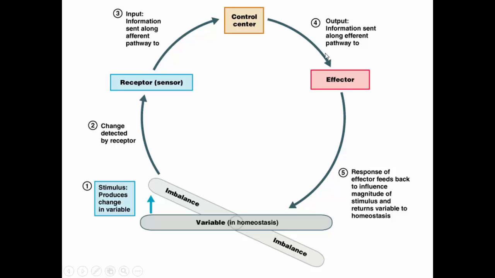So it sends information on to the effector. And the effector does something to make the blood pressure go back down. This brings us back into balance. And this is how a homeostatic mechanism works. We monitor, we evaluate, and if necessary, we cause a change.